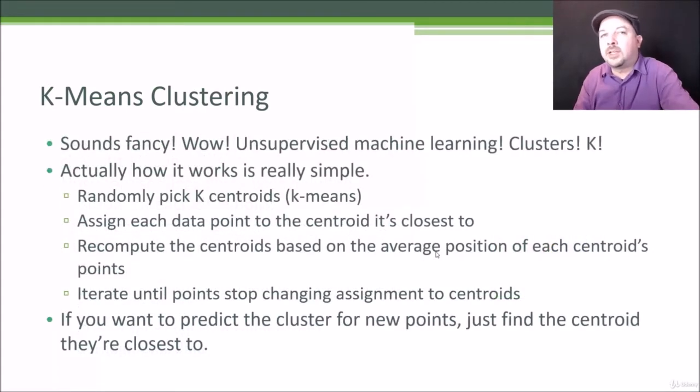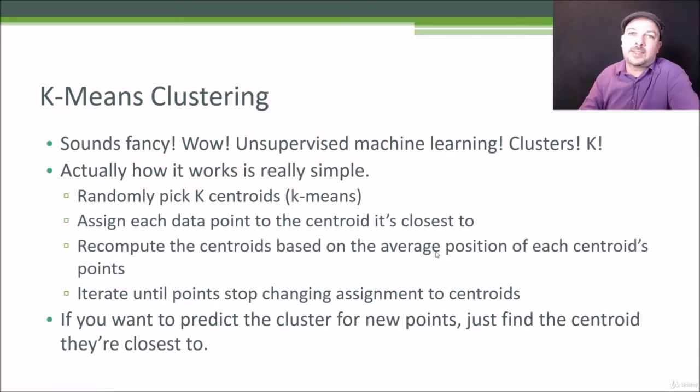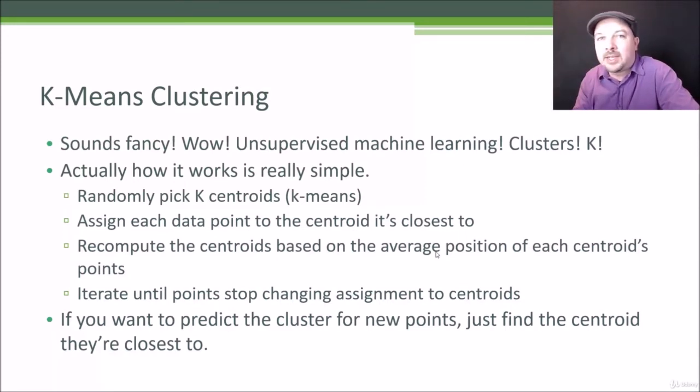Sounds fancy, doesn't it? Really complicated stuff. Unsupervised machine learning, we have clusters, K, it sounds fancy, but as with most techniques in data science, it's actually a very simple idea. So here's the algorithm. We start off with a randomly chosen set of centroids. So if we have a K of 3, we're going to look for 3 clusters in our group, and we will assign 3 randomly positioned centroids in our scatter plot.